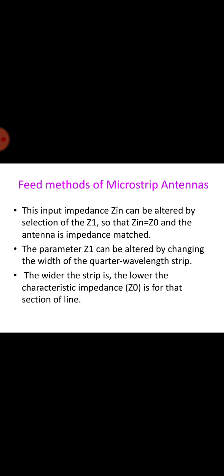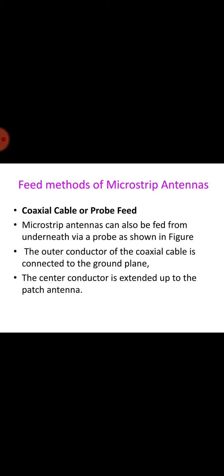The parameter Z1 can be altered by changing the width of the quarter wavelength strip, and the wider the strip is, the lower the characteristic impedance is for that section of the line.